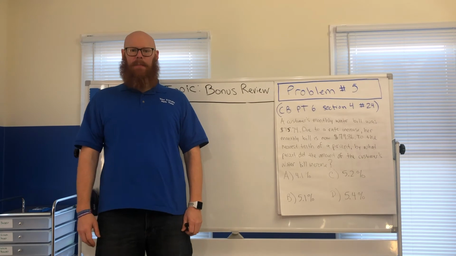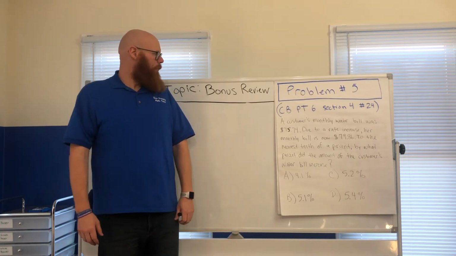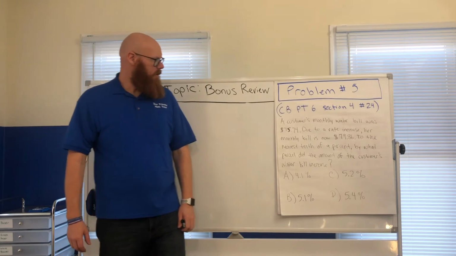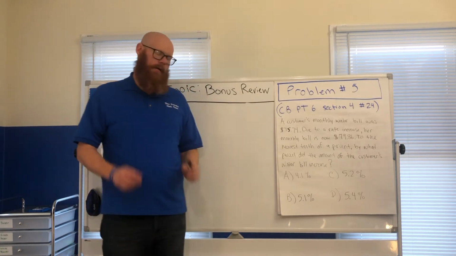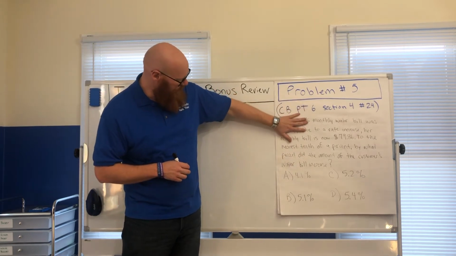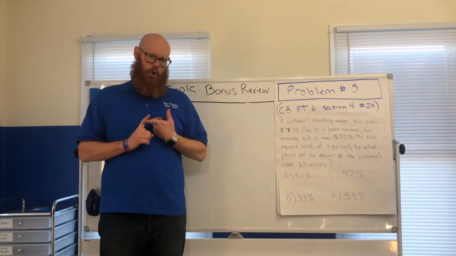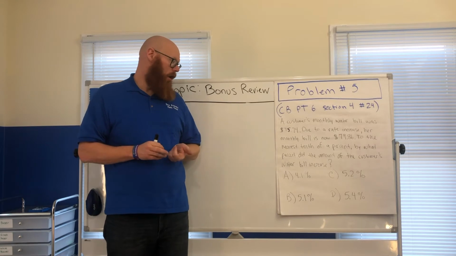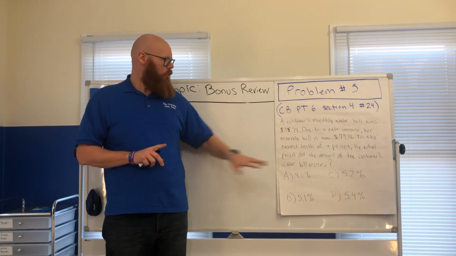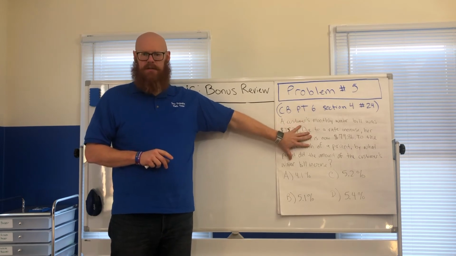All right, now on to problem number 5. College Board Practice Test 6, Section 4, number 24. A customer's monthly water bill. Hold on. First of all, before I actually read this, I'll just do a quick scan. I don't see an equation at all that would be a literal equation or in slope-intercept form, so I am going to actually read this whole problem.